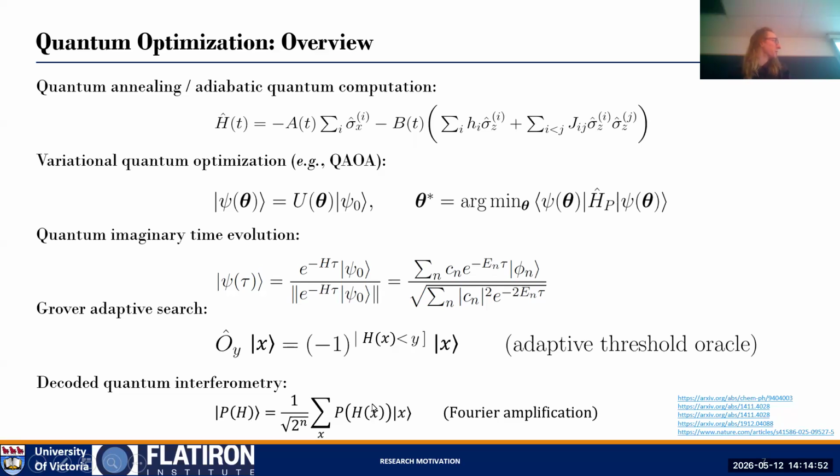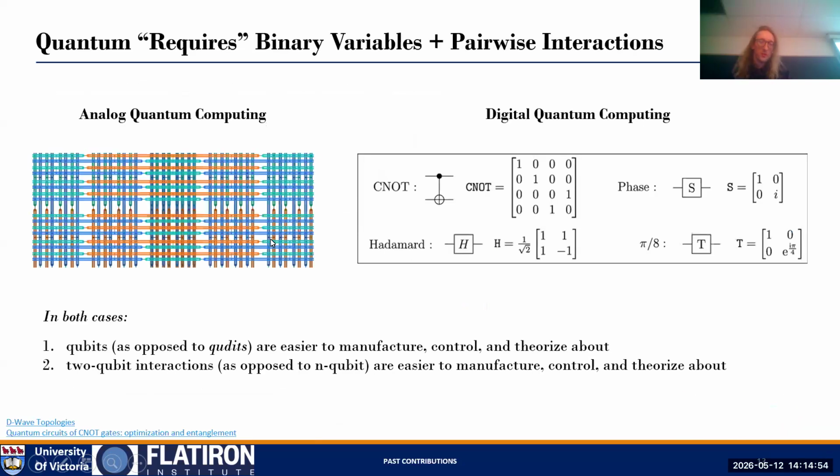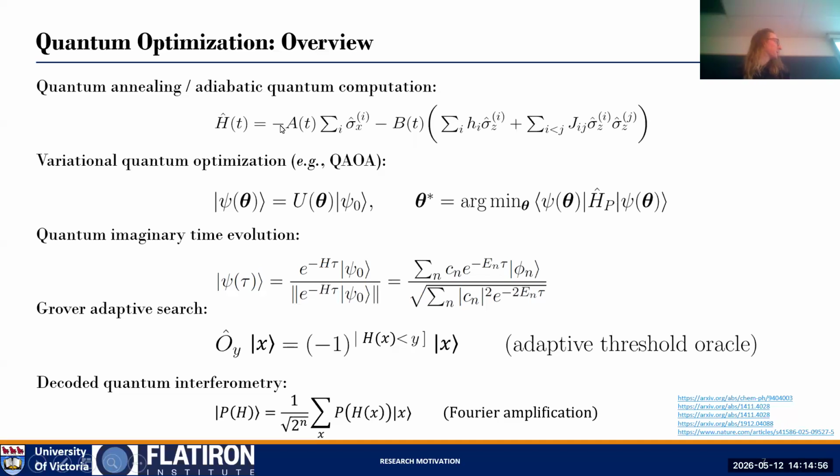And decoded quantum interferometry essentially prepares a superposition over all computational basis states where the probability amplitudes are normalized costs of those computational basis states raised to a polynomial factor.